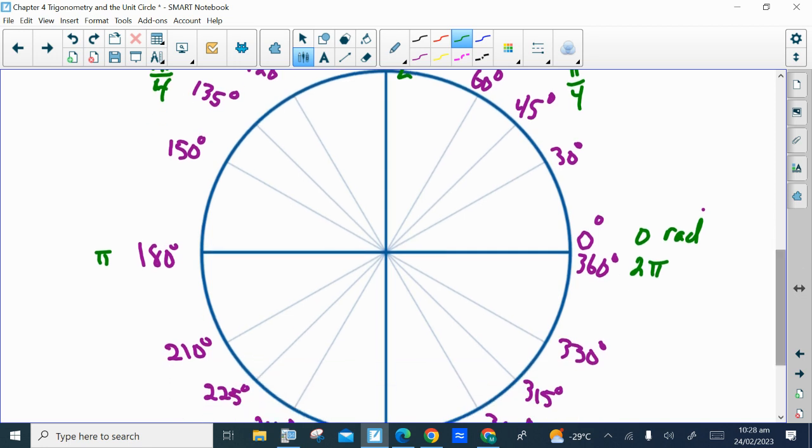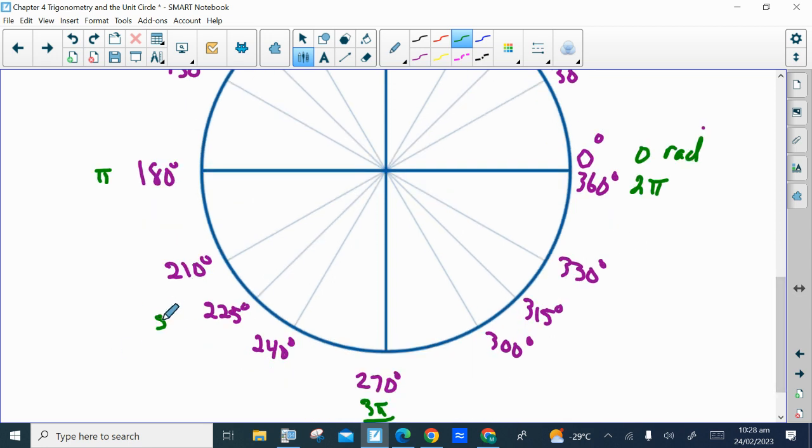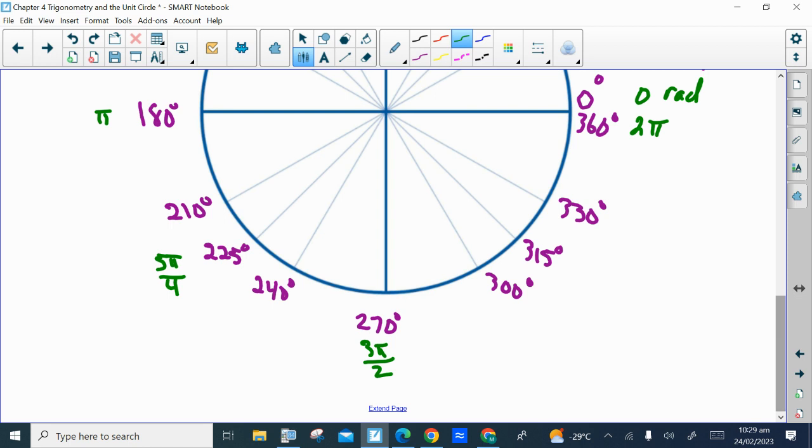Another pi on 4 takes us to 4 pi on 4, which is pi. Then 5 pi on 4, it's another 45 degrees from 180. Gives us another pi on 4 from 4 pi on 4, that's 5 pi on 4. Another 45 degrees from 225 takes us to 270. That's another pi on 4 from 5 pi on 4. That'll give us 6 pi on 4. And 6 pi on 4 reduces to 3 pi on 2.